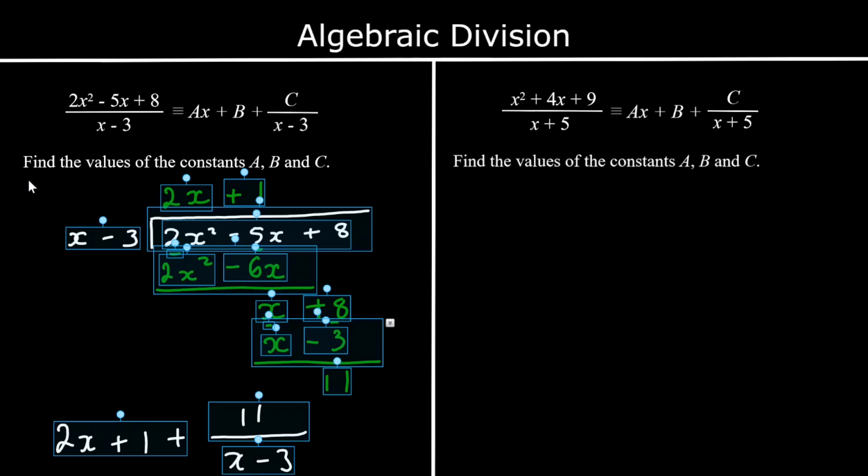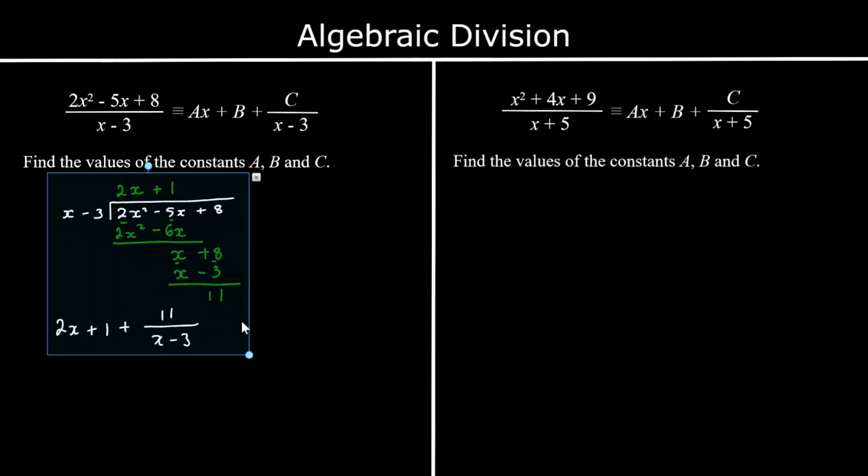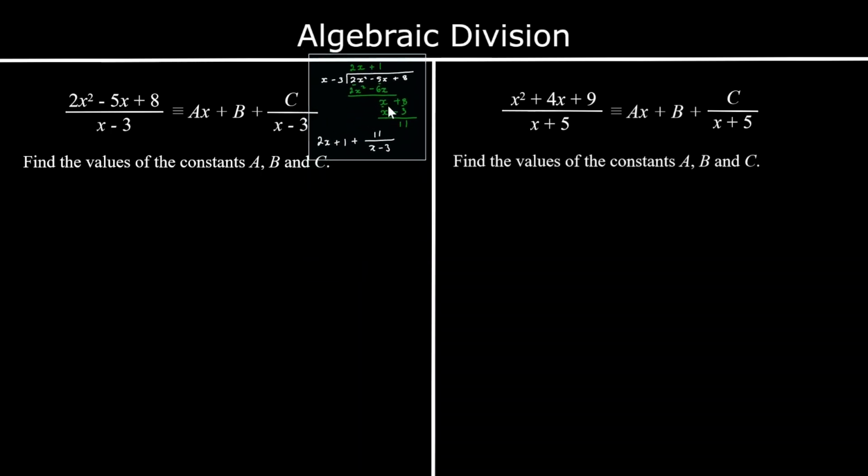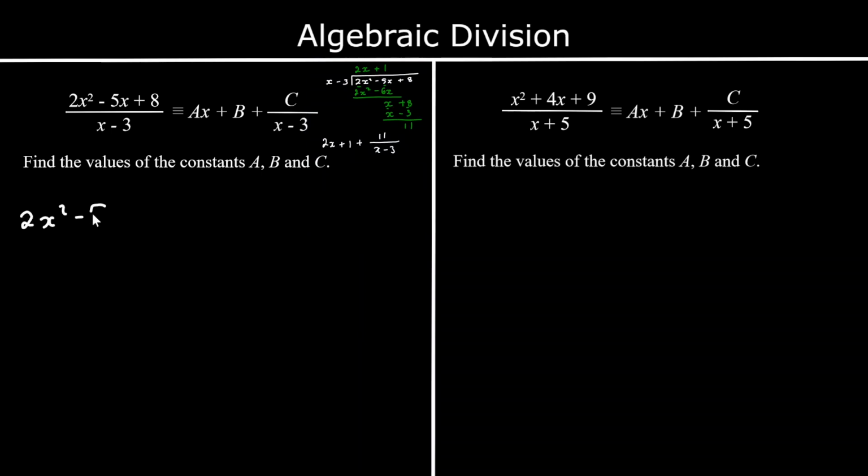I'm going to show you the other method now. So what we could have done is just multiplied through in the same way we did for the partial fractions. So if I say I'm going to multiply through by x minus 3, I'll get 2x squared minus 5x plus 8 equals ax times x minus 3 plus b times x minus 3 plus c.